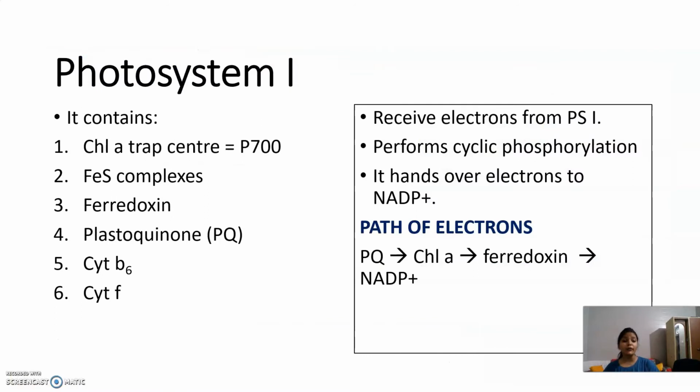Let's proceed forward to photosystem 1. Photosystem 1 consists of the trap center, that's P700. That means the absorption of light takes place at 700 nanometers. It also has the iron sulfur complexes, ferredoxin, plastoquinone, and cytochrome B6F.